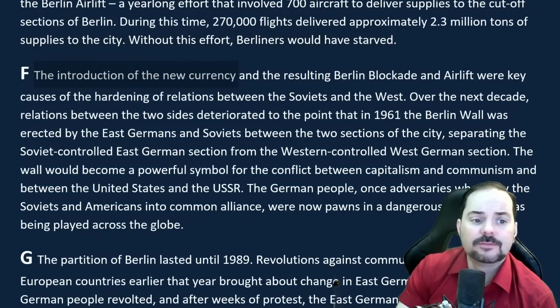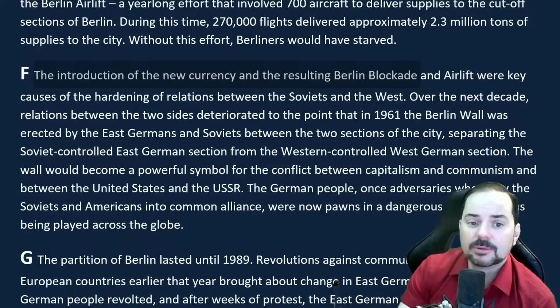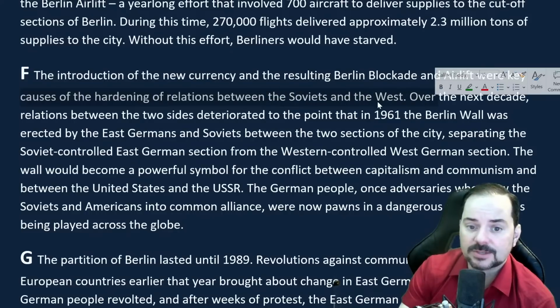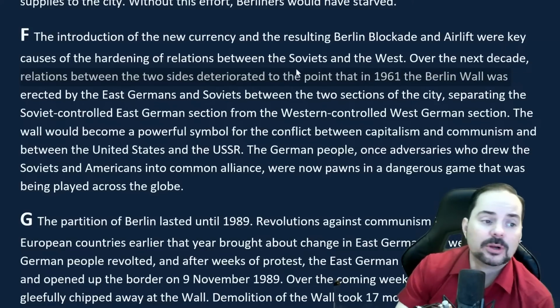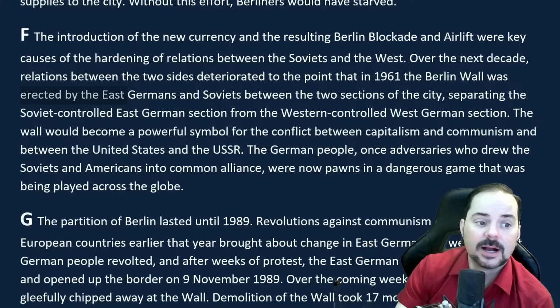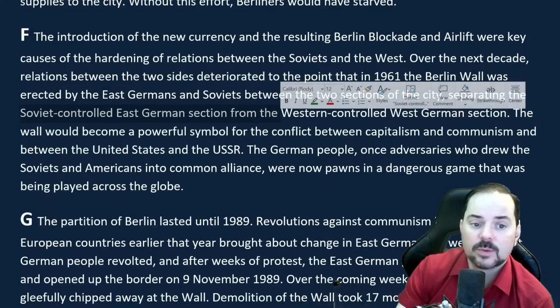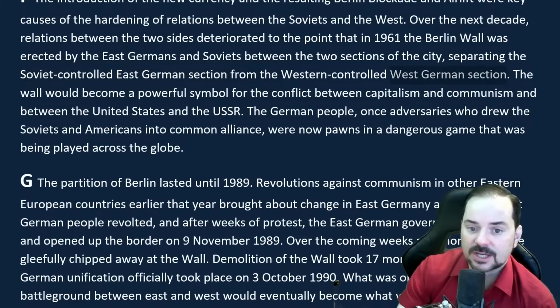The introduction of the new currency and the resulting Berlin blockade and airlift were key causes of the hardening of relations between the Soviets and the West. Over the next decade, relations between the two sides deteriorated to the point that in 1961, the Berlin Wall was erected by the East Germans and Soviets between the two sections of the city, separating the Soviet-controlled East German section from the Western-controlled West German section.